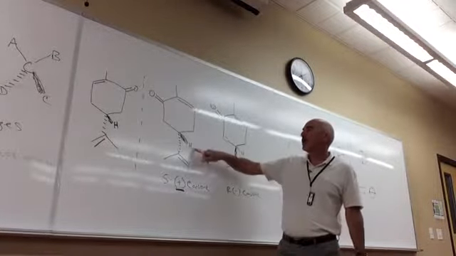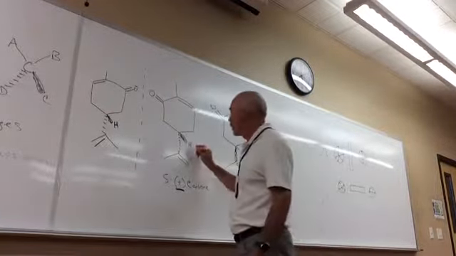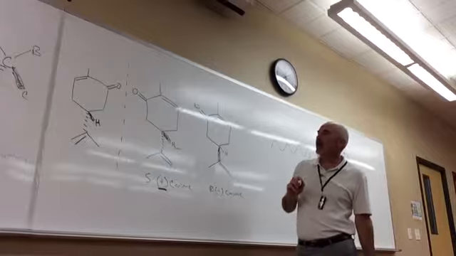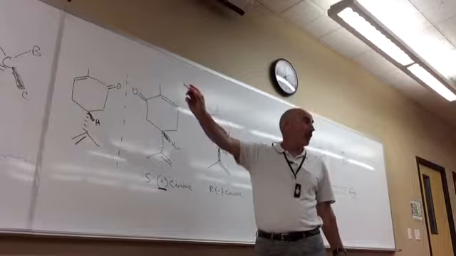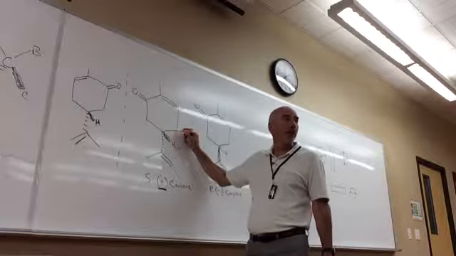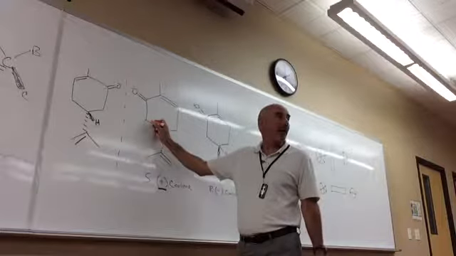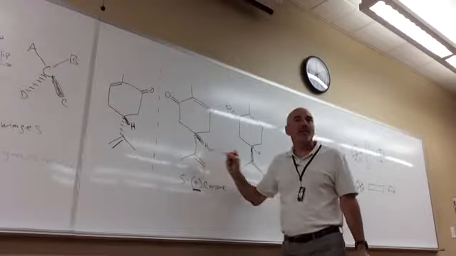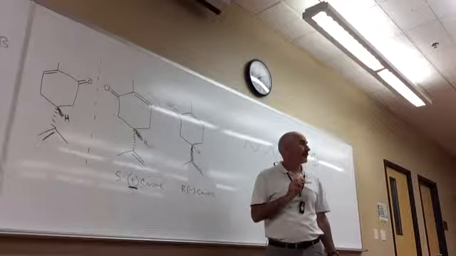So what's going to be the lowest one? Okay, that's going to be lowest. Now remember, we're going off of atomic number. What's the atomic number of that atom? 6. What's the atomic number of that atom? 6. And that atom? 6. So it's a three-way tie.